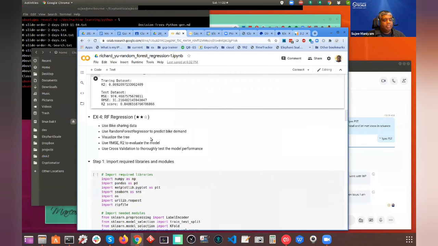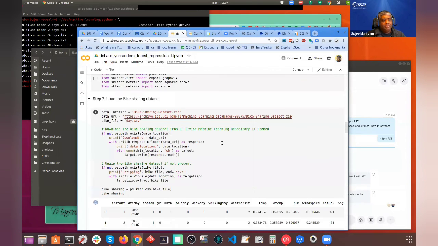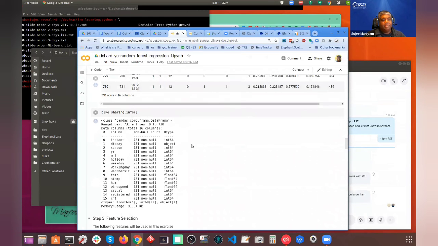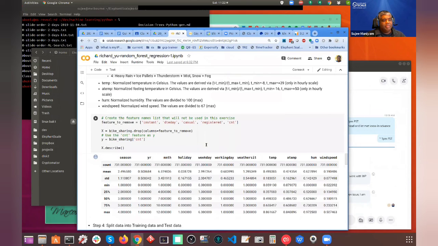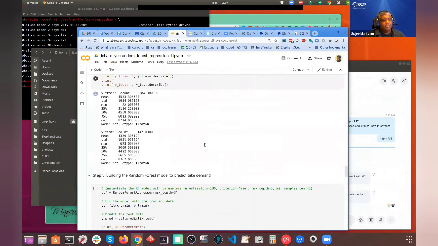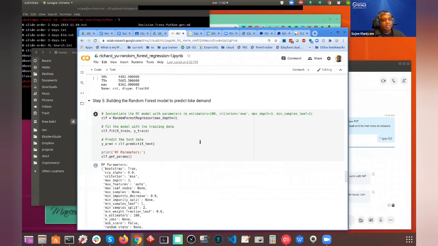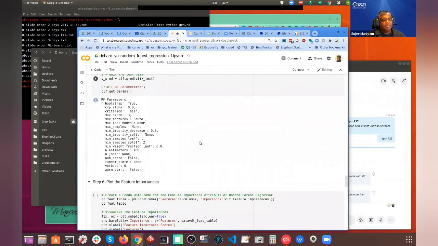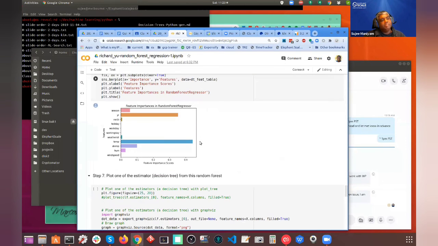What is this one? Bike sharing data. I'm curious, I know it's kind of a tough data set to get right. How are you doing here? X describe, okay, X and Y. Okay, interesting. That's nice. I really love this. So feature importance, it's pretty cool.